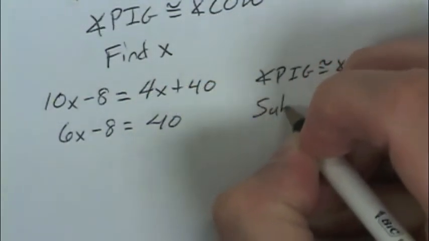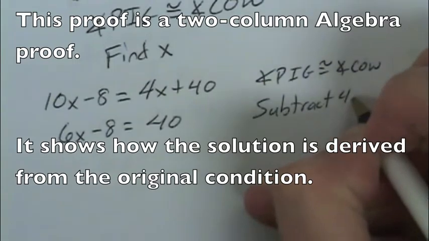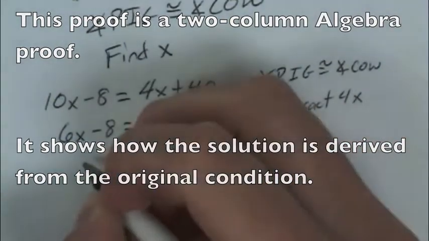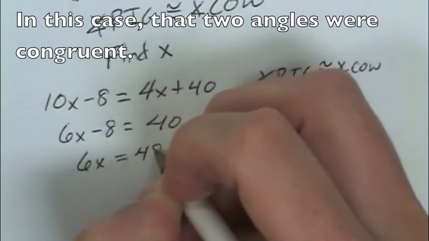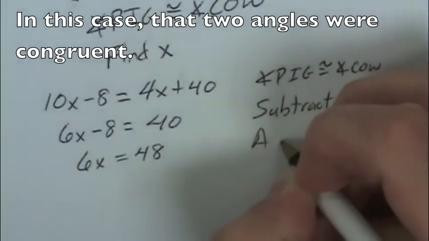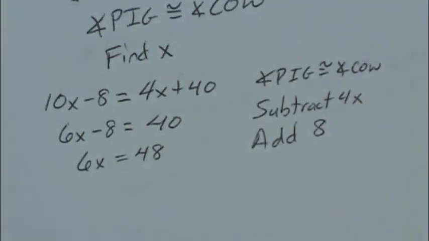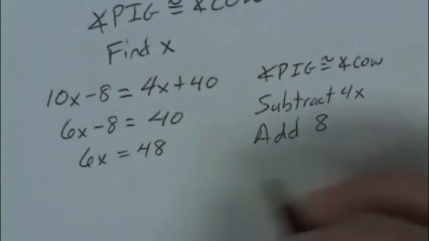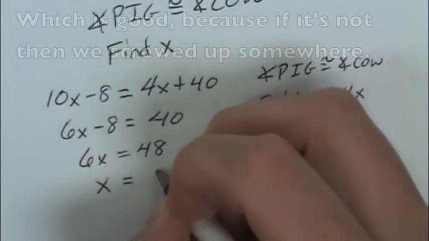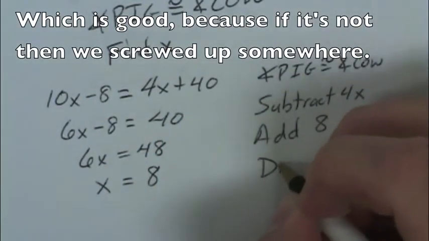So we subtracted 4x. Now we're going to add 8 to both sides. We get 6x equals 48. So we added 8. And now we're going to divide both sides by 6. So x is equal to 8. We divided by 6.